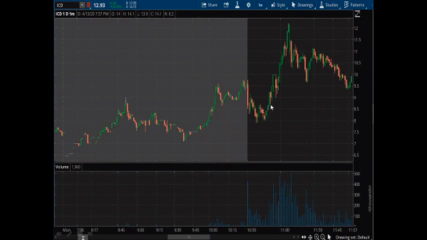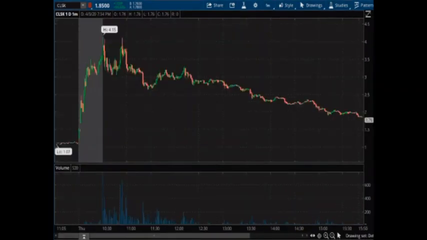I'm not saying that you're going to capture a $9 to $12 move on this type of action every time. It's just something that you need to be aware of, where you can use this type of volume and this type of price action to give you a little bit more of an edge.